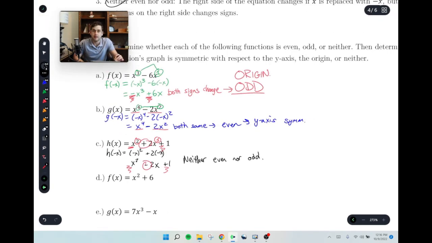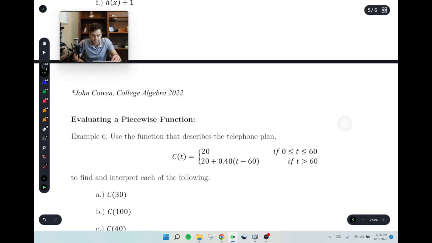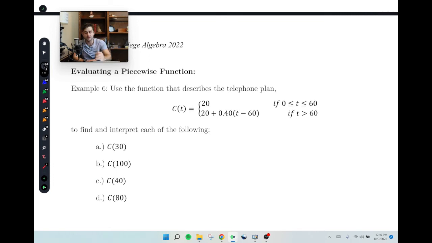All right. Let's keep going. We're going to look here at piecewise functions. I'm going to do 2. I'll let you do 2. So piecewise functions are just like functions, but with a condition.